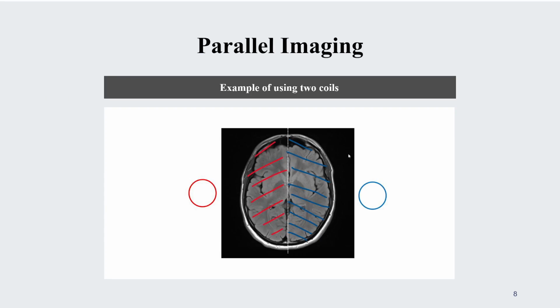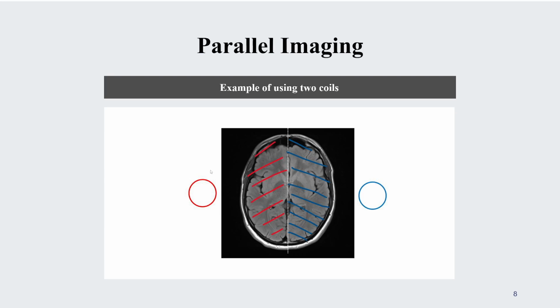In parallel imaging, multiple coils are used. In this example, we'll discuss how two coils are used. In normal non-parallel MRI, if there are multiple coils, the outputs of these coils are combined first before the image is processed. But in parallel imaging, each coil is differently sensitive to different regions. So, for example, this red coil is more sensitive to this red region, and this blue coil is more sensitive to this blue region because it's closer to it.